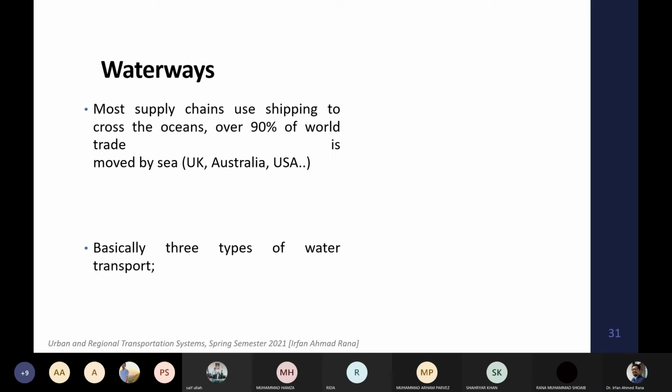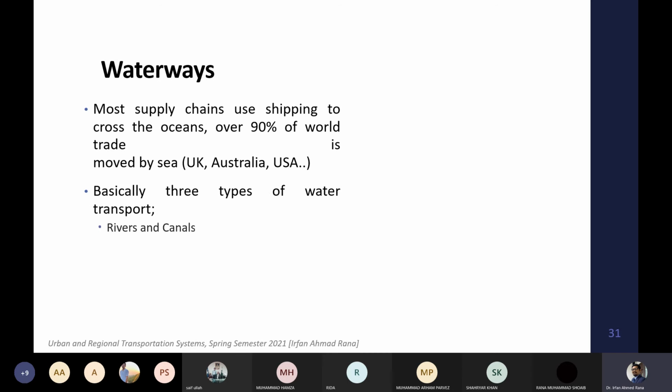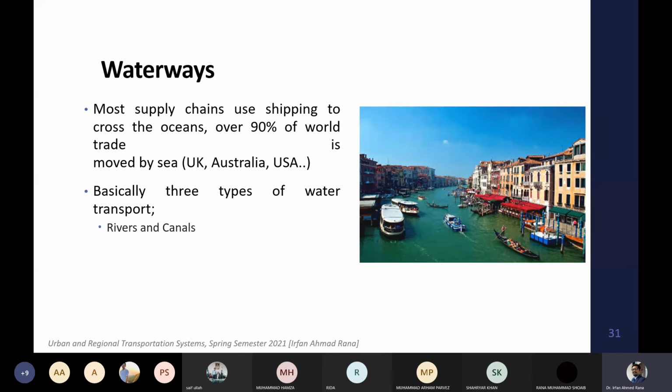So most of the supply chain is done through waterways because it's one of the cheapest modes of travel. Although it takes a lot of time to travel, it is the cheapest option if you want to send your goods from one place to another, especially globally.